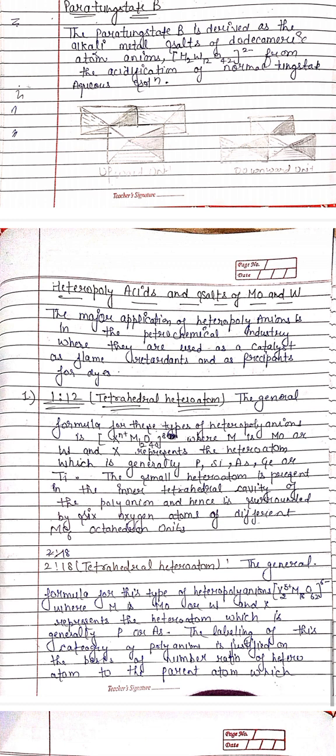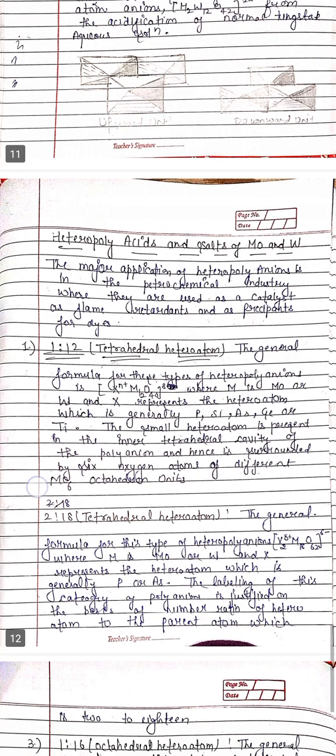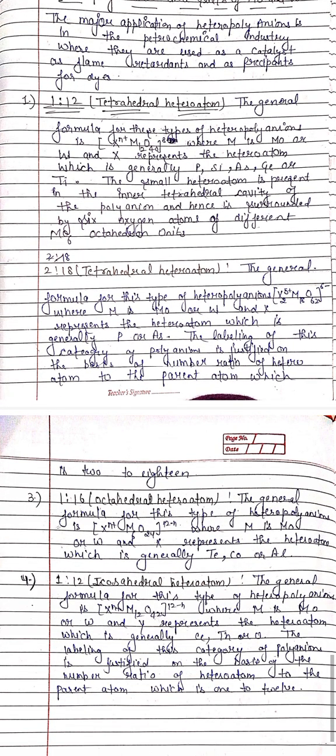2:18 tetrahedral heteroatom. The general formula for these types of heteropolyanions is X2M18O62 6-, where M is molybdenum or tungsten and X represents the heteroatom, which is generally phosphorus or arsenic. The labeling of this category of polyanion is justified on the basis of the number ratio of heteroatom to the parent atom, which is 2 to 18.